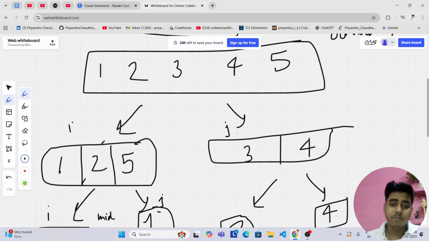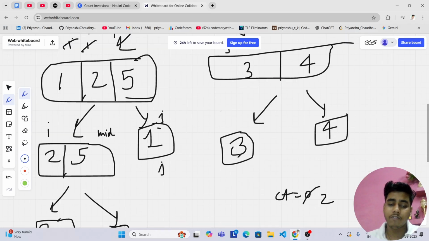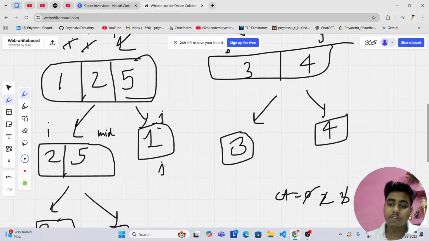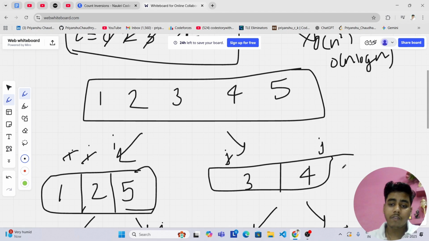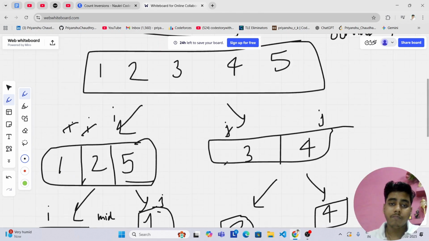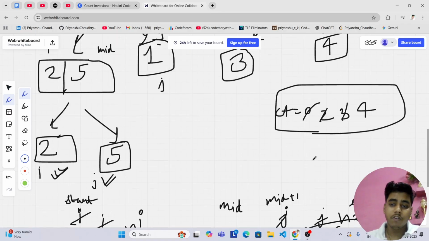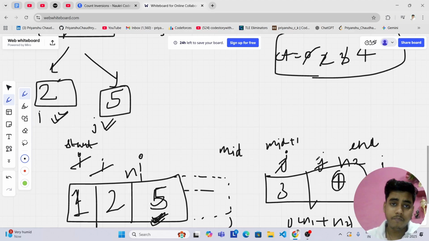j was here, so 1 is less than 3, so 1 will be pushed back into the temporary array, and i will be increased. Now 2 is less than 3, again i will be increased. 5 is greater than 3, so count will be increased by 1, for all the elements including 5 and after 5, so this will be 3. Now j will increase again, 5 is greater than 4, so this will be increased by 1, this will be 4. So we can see the count is now 4, and we have got our answer. So this was the whole dry run. You can do the dry run on your own also.